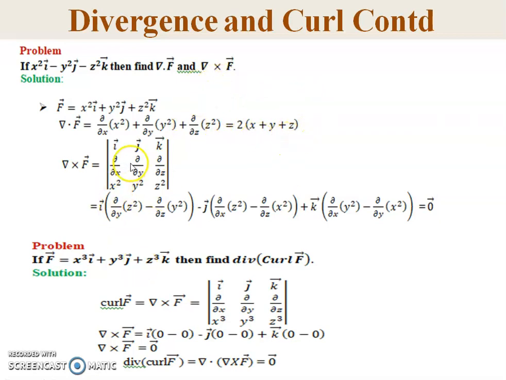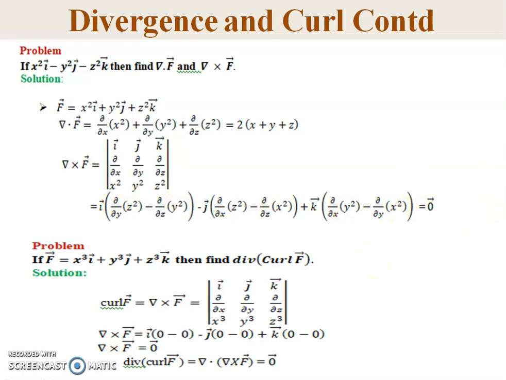Del cross f vector means put i, j, k like this. Then differential operator. Then write the components x square, y square, z square. See here. Leave the first row, first column. Multiplying this, differentiate with respect to y means simply 0. This is actually 0. Dou of dou y z square means 0. Same thing here, minus same thing here. See here, dou by dou z square means there is no y term. So 0, 0, 0, 0. Everything is 0.